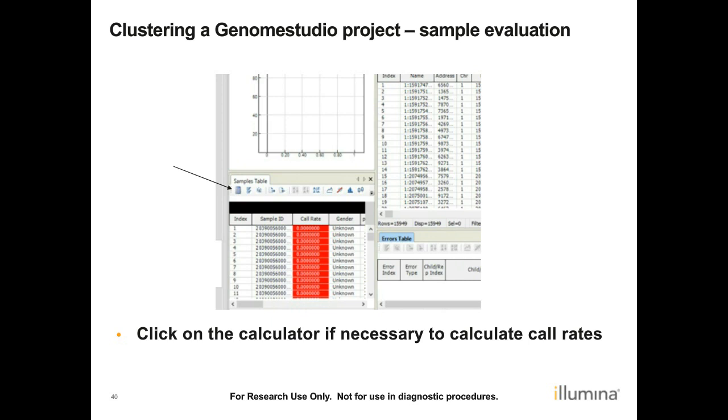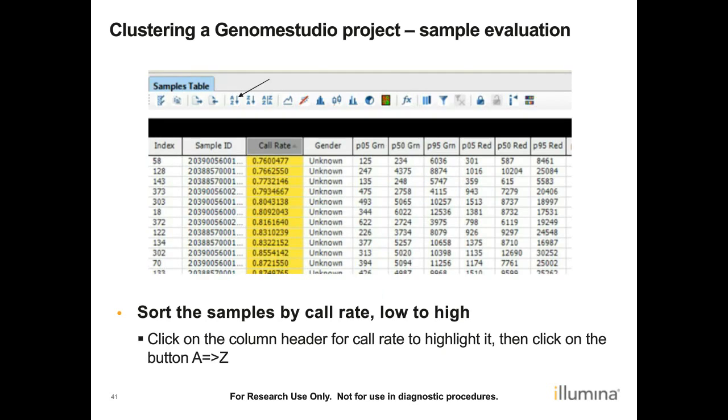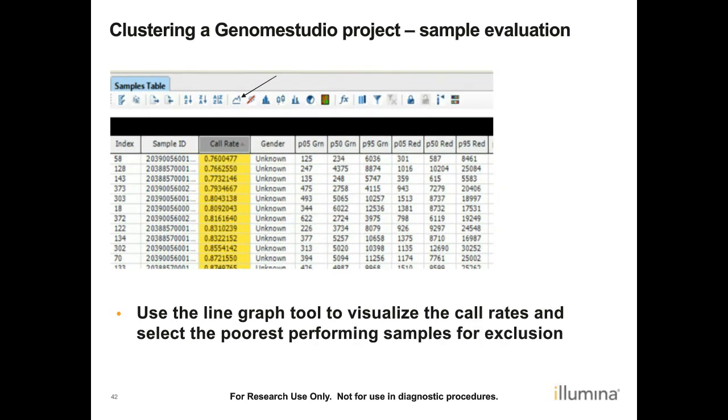Now, once the calculations are done, you'll have call rates for all the samples. Take that call rate column, highlight it, and click on the Sort A to Z to bring all the low call rate samples to the top of the table. Now, to get a graphic view of the call rates, use the line graph tool, which is the button that looks like two mountains, to visualize the call rates and select the poorest performing samples for exclusion. So let's click on that.